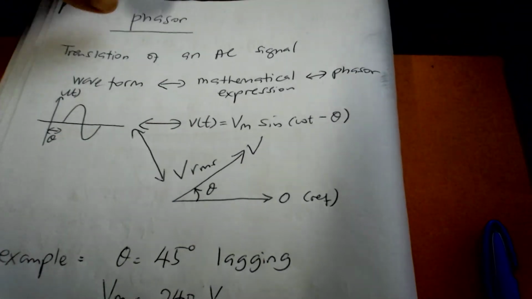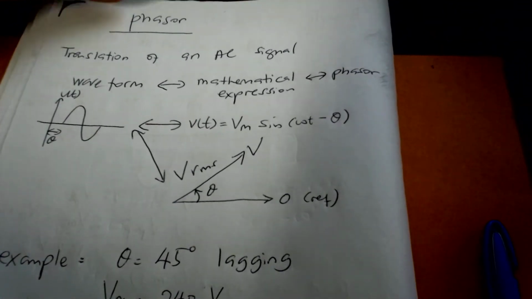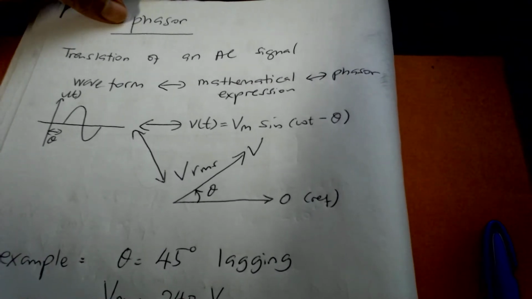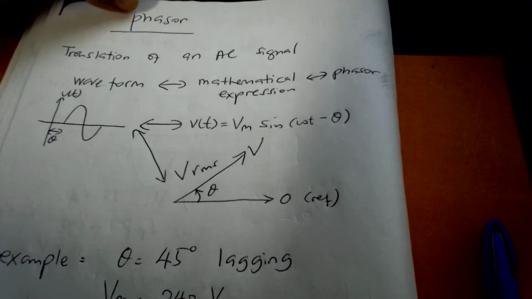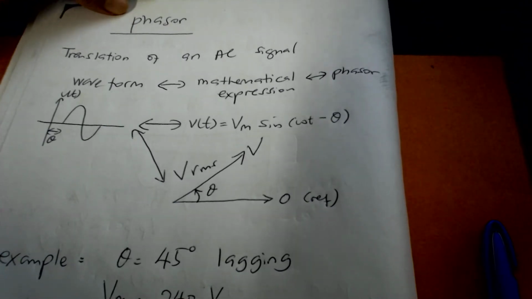Okay, so this time I want to explain the phasor. One of the methods to represent a signal is the phasor. As I mentioned, the phasor is the easiest method to represent a signal, because it only requires two parameters.